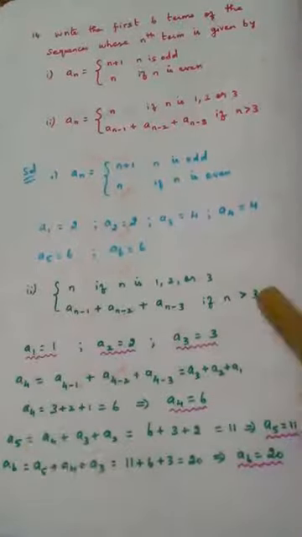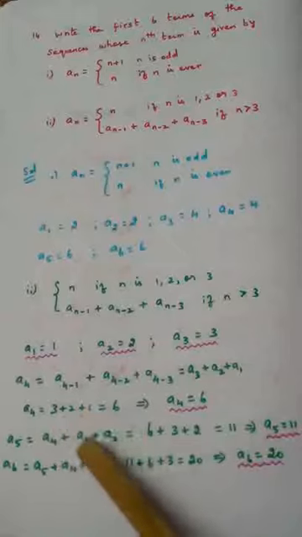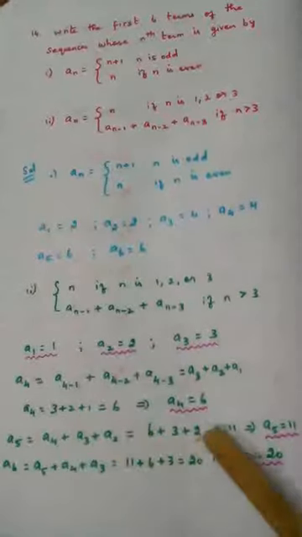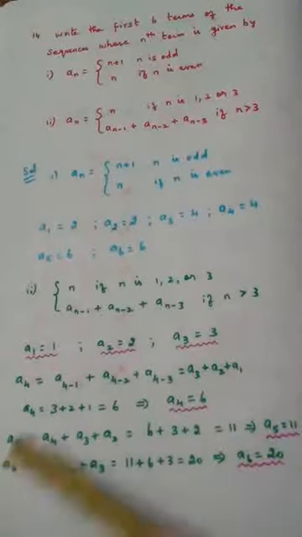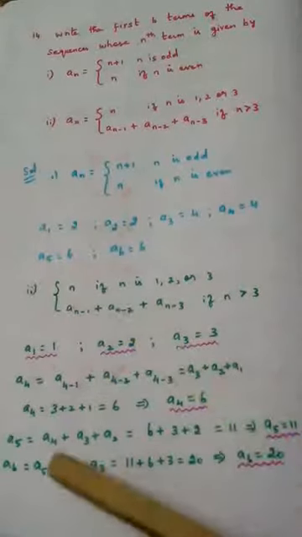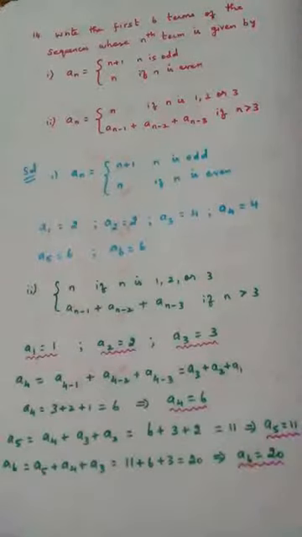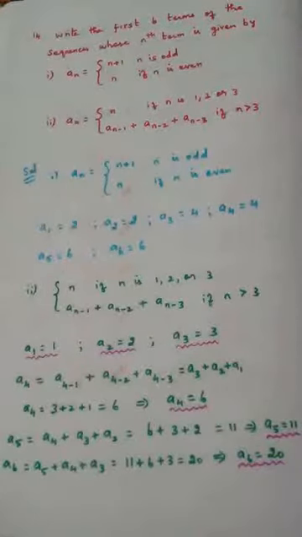a5. 5 is greater than 3, so use this formula. 5 means this becomes 4, this becomes 3, this becomes 2. So a4 plus a3 plus a2. Add those 3 terms and write the answer. Similarly for a6, if you put 6 here, it becomes 5, 4, 3. So a5 plus a4 plus a3. Adding all this, we will get the sixth term. So again, this is simple, but we should know and understand the question. That is the important thing. Going to the next sum.